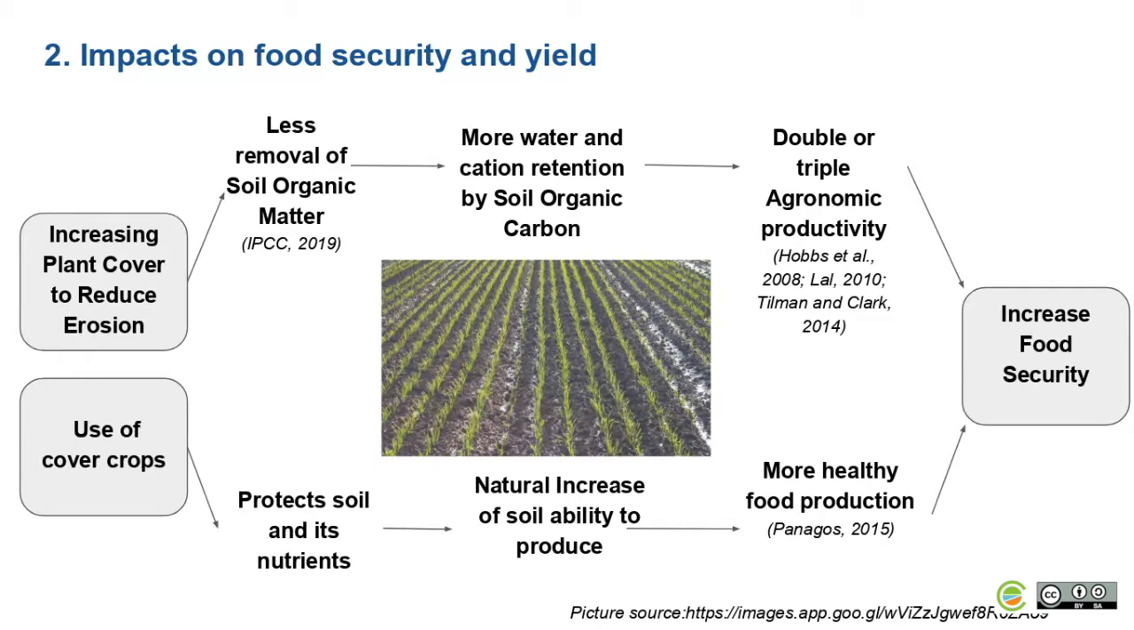But food security doesn't only concern the quantity, because the food produced should also have a good quality. So that is also an advantage of plant cover, because when they are, for example, used as cover crops, they protect the soil and its nutrients, and it naturally increases the ability of the soil to produce. It's not necessary to add, for example, fertilizer that has a bad impact on the quality of food, and so it will increase food security.